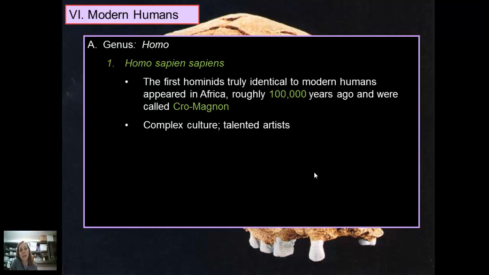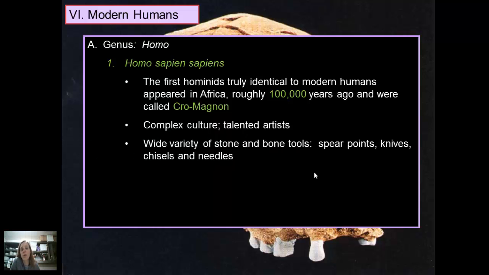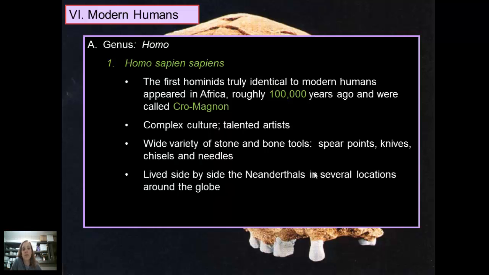They had very complex cultures. They were talented artists. When I say very complex cultures, I'm talking about in comparison to Australopithecus, Homo erectus, Homo habilis. They used a wide variety of stone and bone tools, so we start to see spear points, knives, chisels, needles, other tools of modern civilization. They did live side by side with Neanderthals in several locations around the globe. This is why it's thought that the two may have interbred.